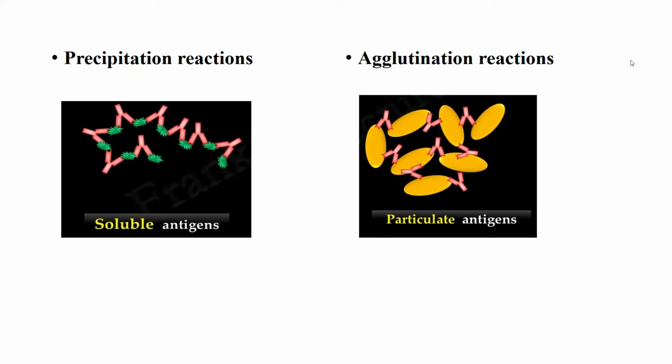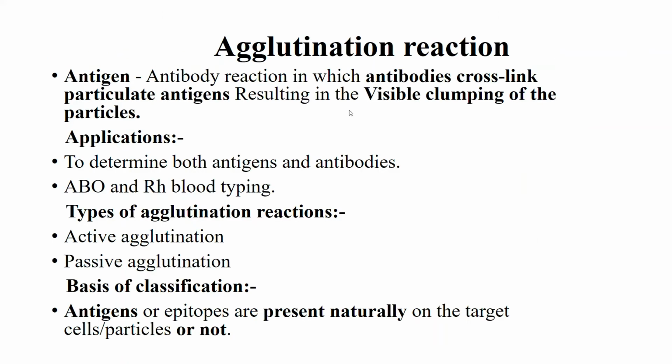The difference between the agglutination and precipitation reactions is that precipitation involves the aggregation of soluble antigens, whereas agglutination involves the clumping of insoluble or particulate antigens. Like precipitation reactions, agglutination also occurs when the antigens and the antibodies are in equal proportions. Agglutination reaction is defined as an antigen-antibody reaction in which antibodies cross-link particulate antigens, resulting in visible clumping of the particles.